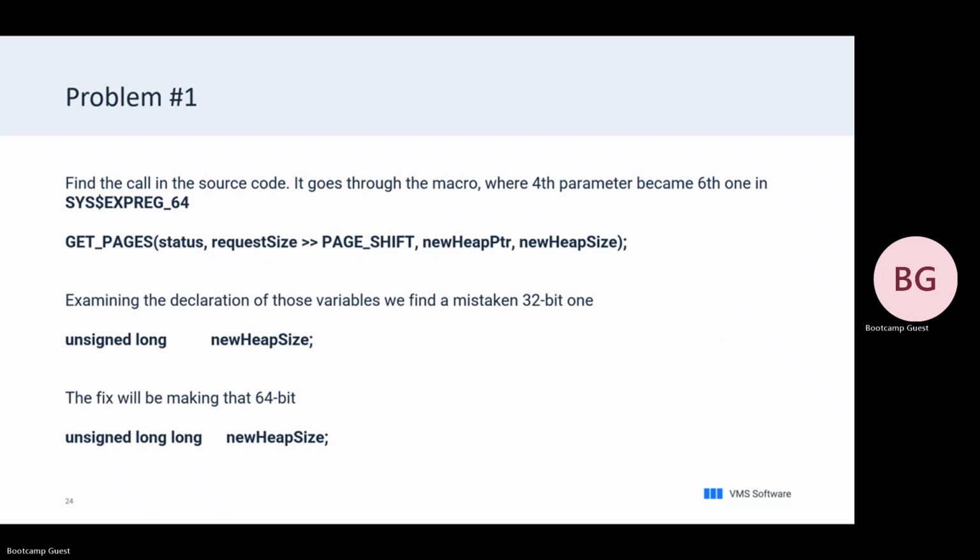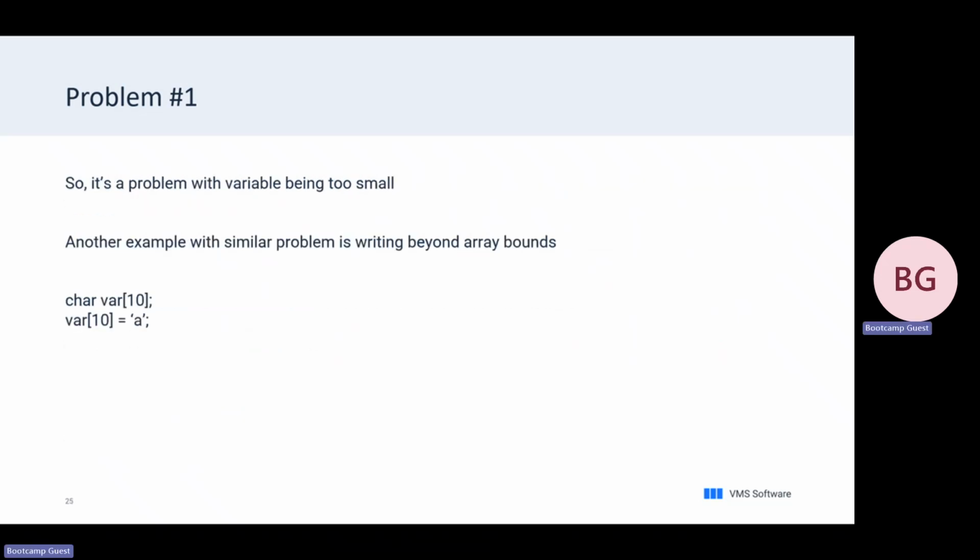So now there are problems with variables being too small. It's the first kind of problems that we see in the live products in the OS code. Another example is allocating an array that is too small and accessing it out of bounds. Because of 64-bit alignment on Itanium and Alpha, it worked fine, because Itanium actually created an array with 16 elements, not 10.